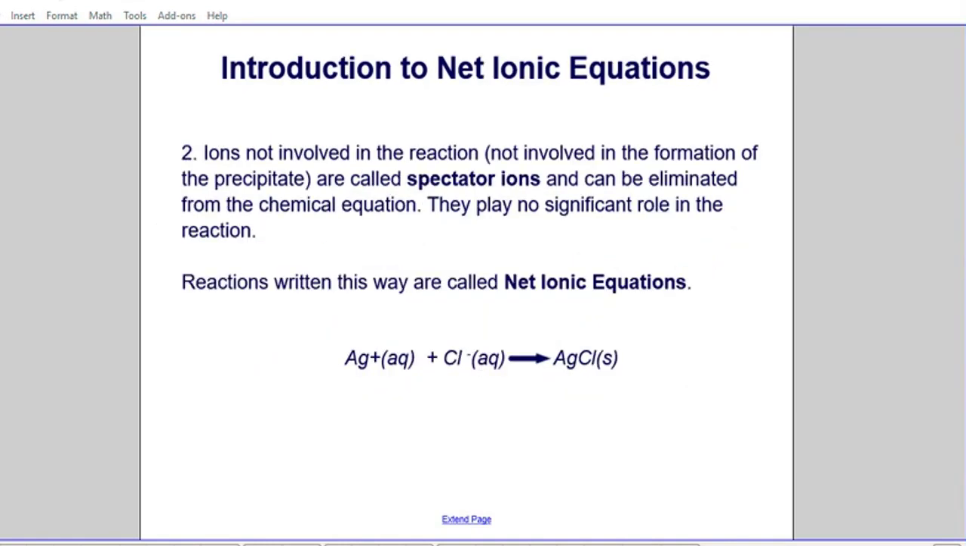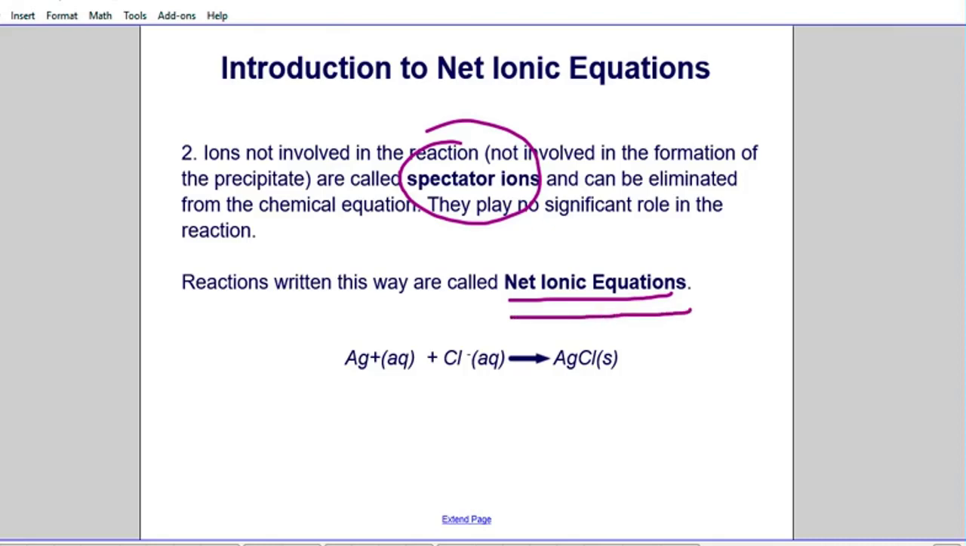Ions that are not involved in the reaction, which means they're not involved in the formation of the precipitate or solid, are called spectator ions. And they can be eliminated from the chemical equation. They play no significant role, so that's why we're just getting rid of them. Reactions written in this way are called net ionic equations.